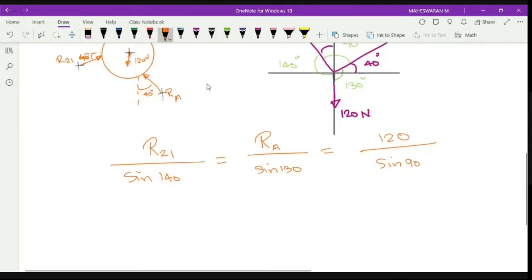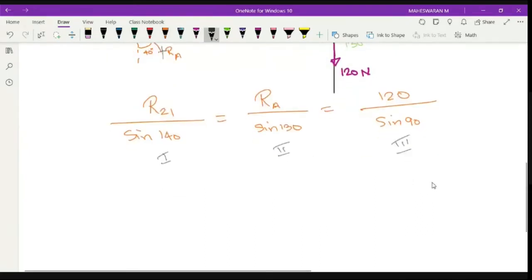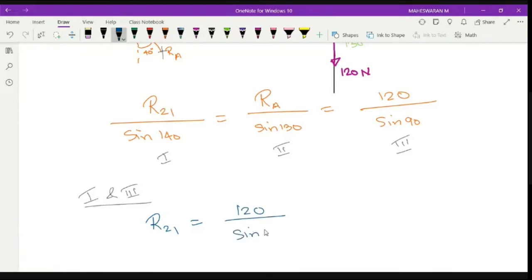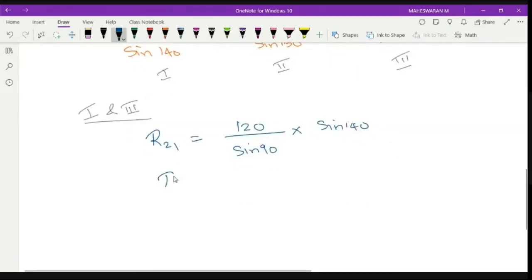Right? So now I can consider this as equation 1, equation 2, equation 3. So relate it one by one. Relate 1 and 3. I will get R21 is equal to 120 by sine 90 into sine 140. So what is your R21? 77.13.